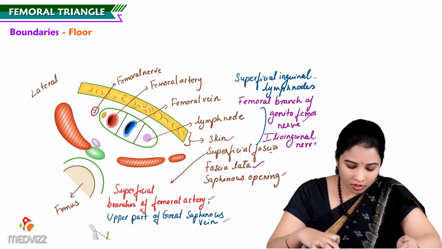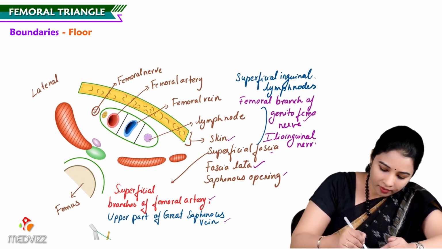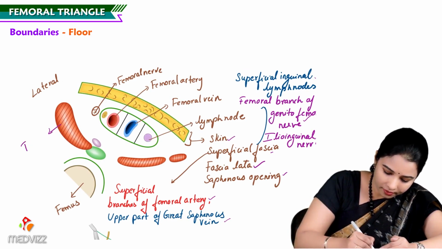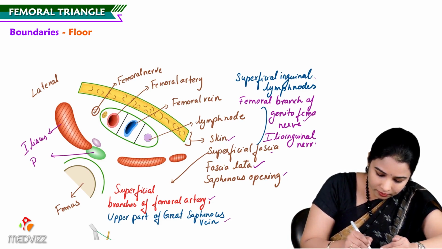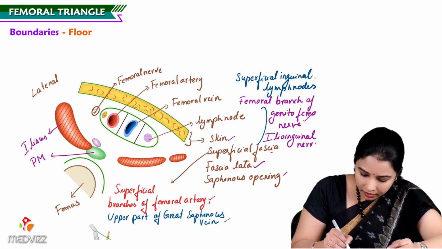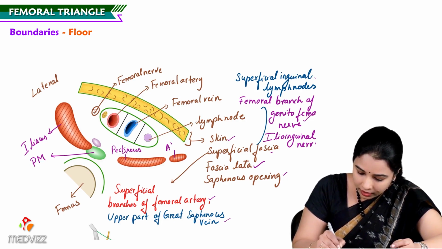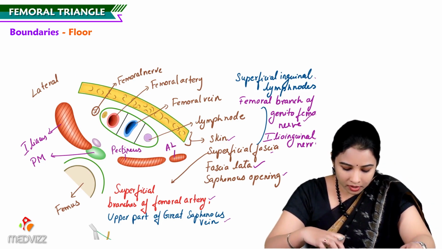And here it is a cross section. So we can see, lateral to medial side, the iliacus forming the floor here. And this is psoas major. Iliacus and psoas major are together. And here is the pectineus. This is pectineus. This is adductor longus, which are the structures forming the floor of femoral triangle.